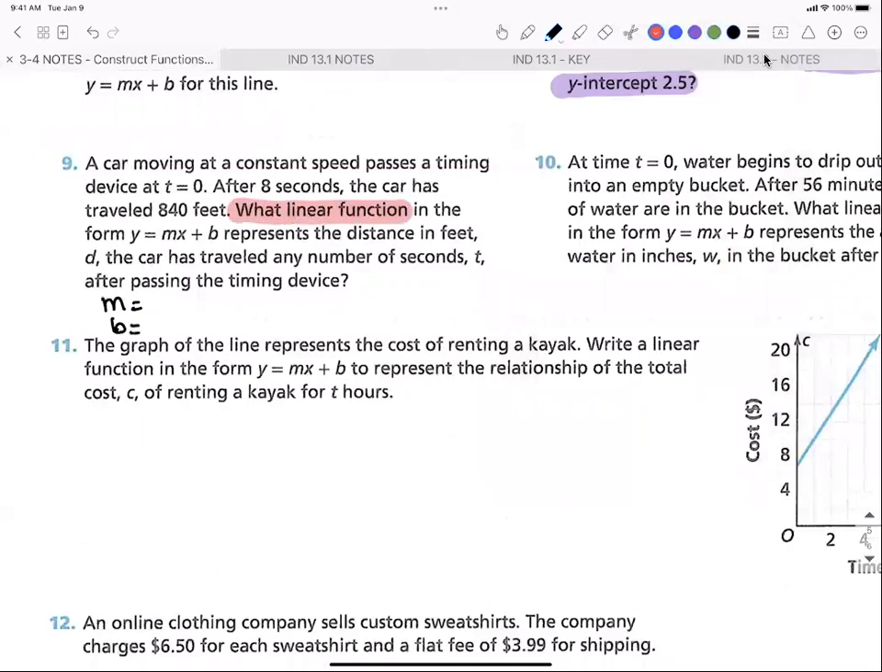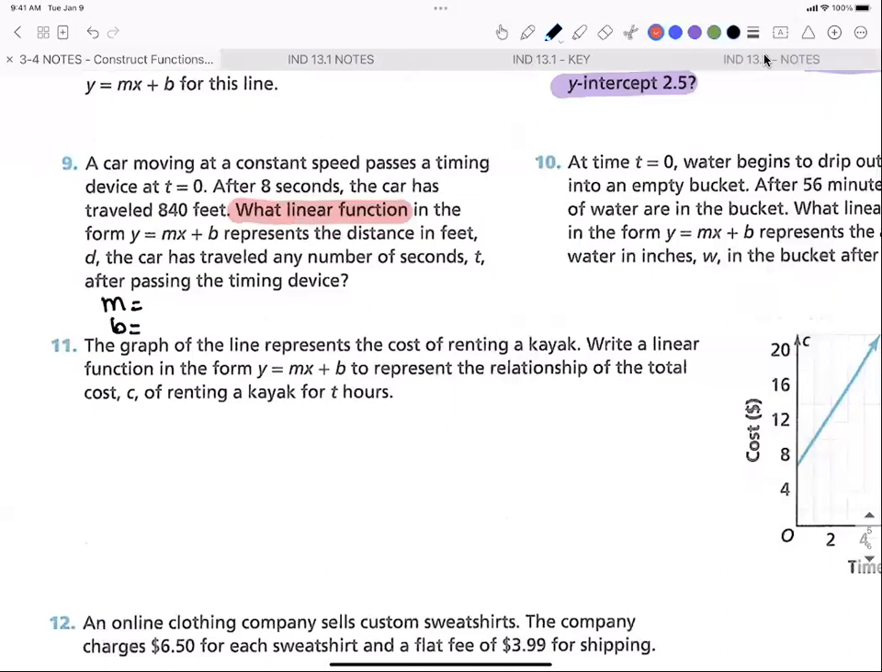The b is the beginning of the story. What do they tell us at the beginning of the story? What is happening? What's the beginning here? It tells you in that first sentence. No, that's the second sentence. Look at that first sentence.